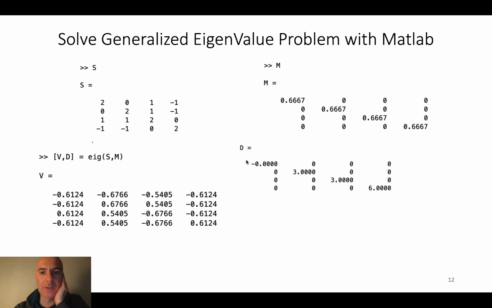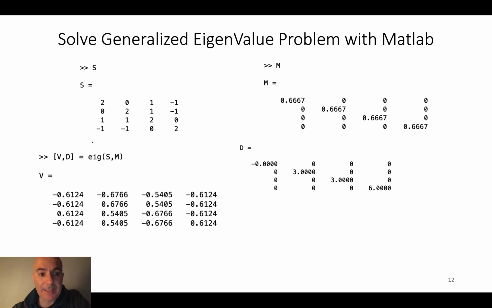D is the diagonal matrix that has the eigenvalues on the main diagonal. So in this case, we will find the eigenvalues equal to 0, 3, 3, and 6. So these are the degenerate eigenvalues. Also, we have the eigenvectors corresponding to these eigenvalues stored as columns in the matrix V. So this is going to be the first eigenvector, second eigenvector, third and fourth eigenvector. These eigenvectors are not normalized, so they are orthogonal but not normalized. That means that the magnitude of this vector is not 1.